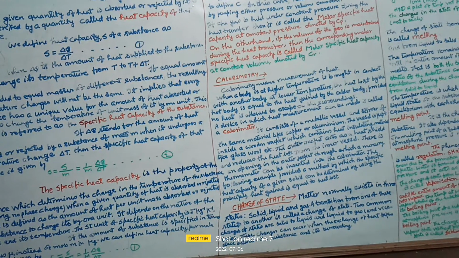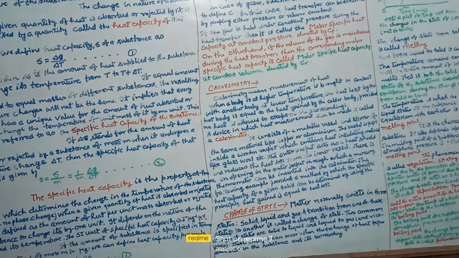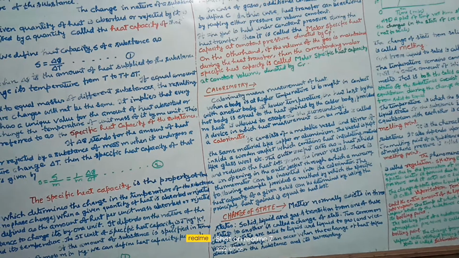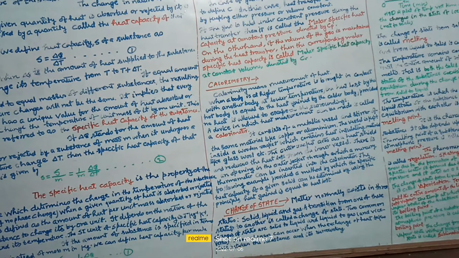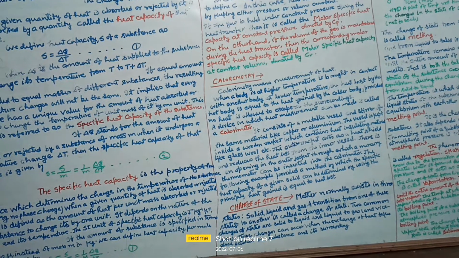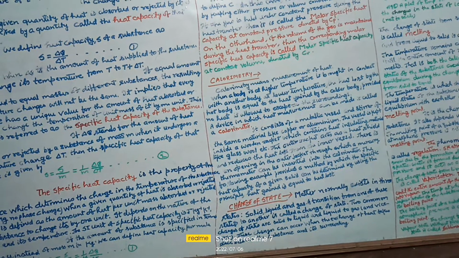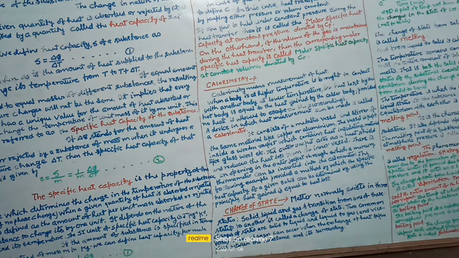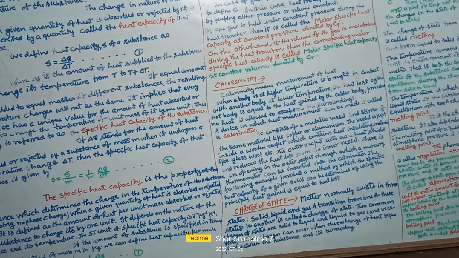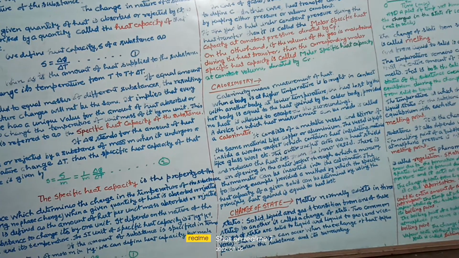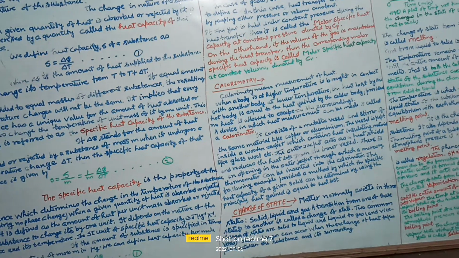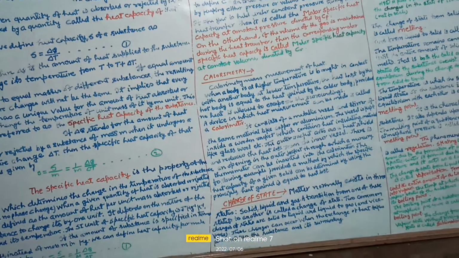Now the change of state. Matter normally exists in 3 states: solid, liquid and gas. A transition from one of these states into another is called change of state. Two common changes of state are solid to liquid and liquid to gas or vapor. These changes can occur when the exchange of heat takes place between the substance and its surroundings.